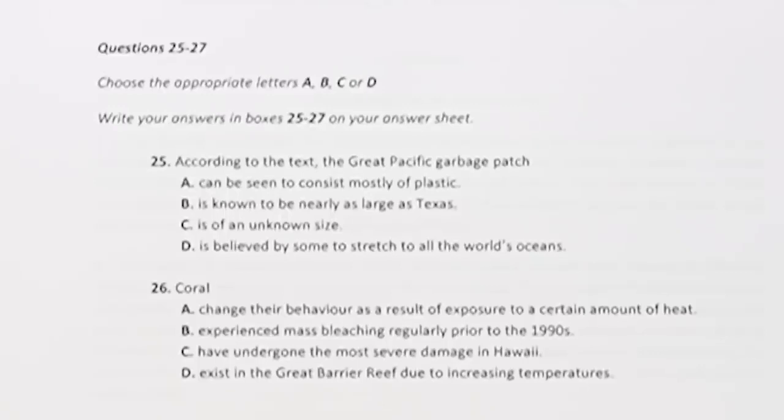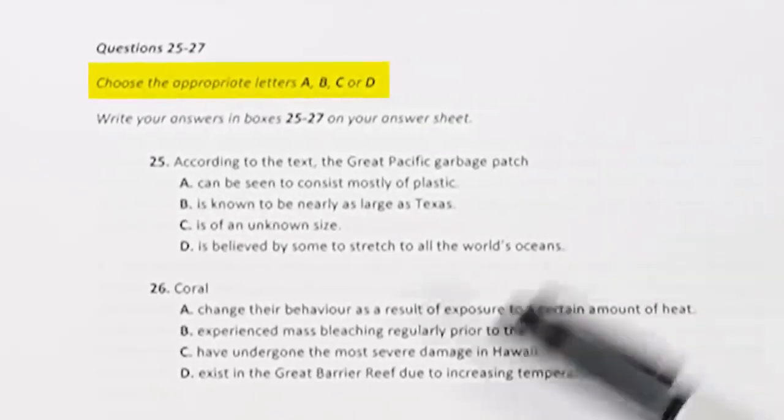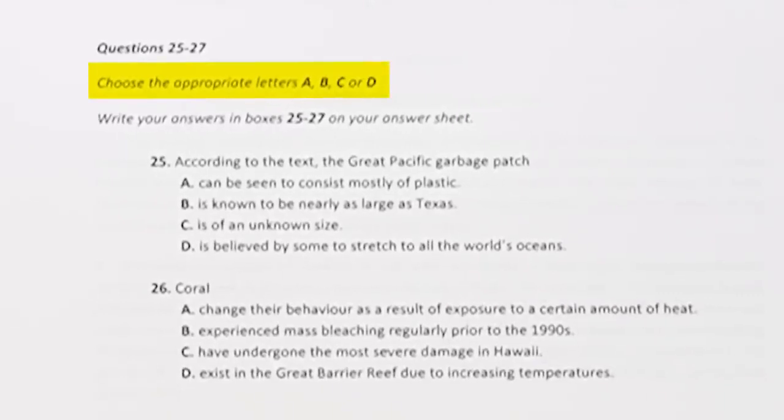And part of the strategy for multiple choice is skimming the text to understand the general meaning. We've already done that. So again, that's one way of saving time. The first thing we do, as always, is check the instructions. Choose the correct letter, A, B, C, or D. Okay, so it's standard multiple choice.